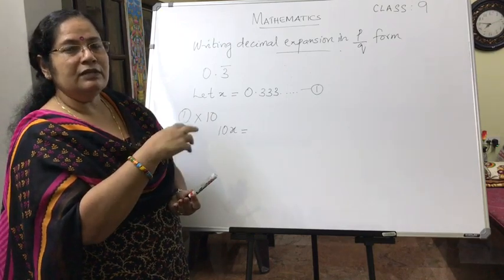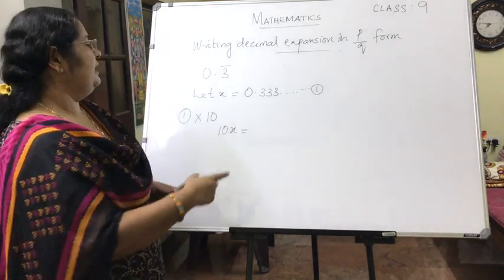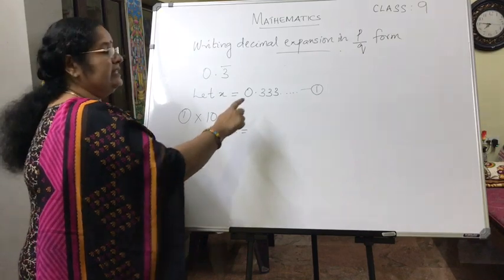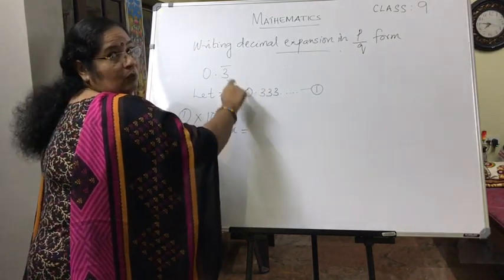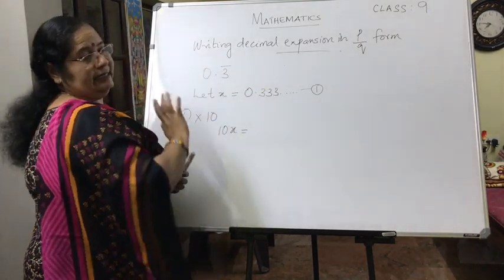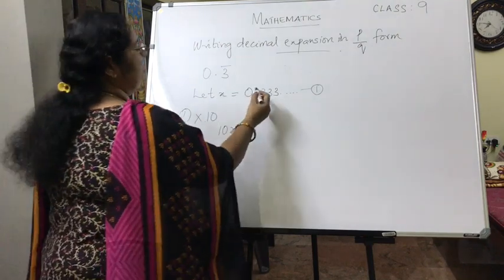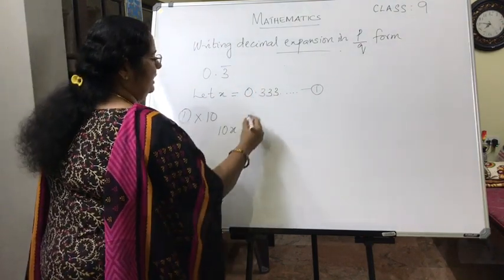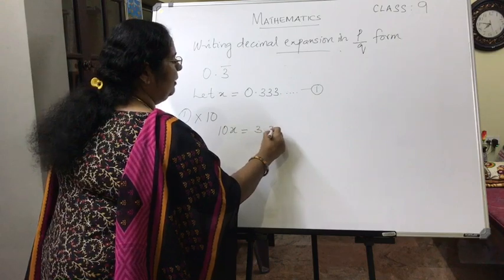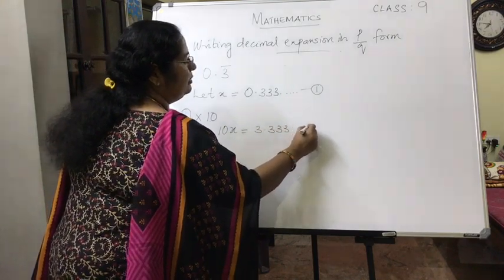If you multiply with 1000, the decimal shifts 3 places towards the right. So here we are multiplying with 10. That means the decimal place will be shifted 1 place towards the right. So what does this become? You are shifting this 1 place towards the right, so this becomes 3.3333, it is going on.